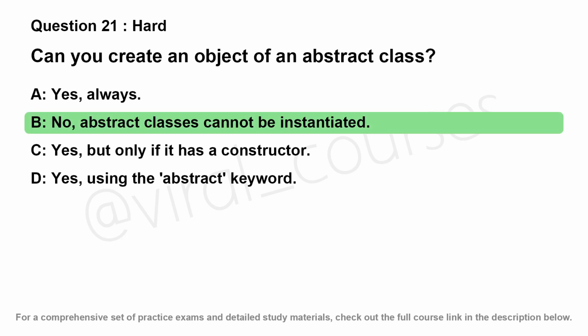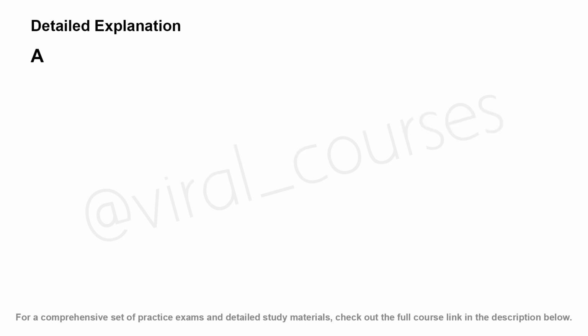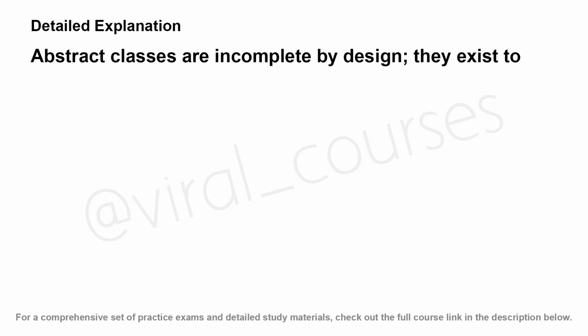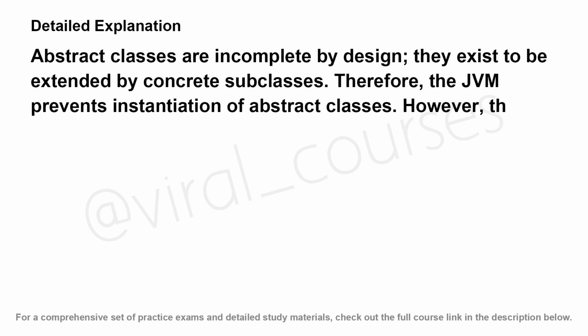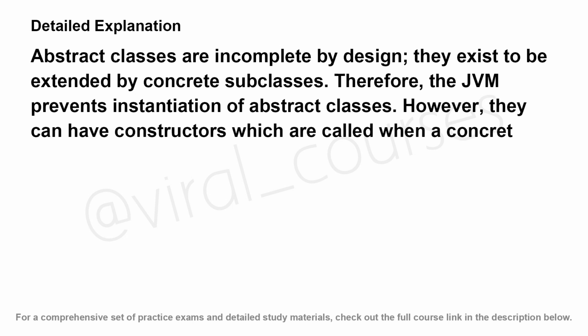The correct answer is B. Abstract classes are incomplete by design. They exist to be extended by concrete subclasses. Therefore, the JVM prevents instantiation of abstract classes. However, they can have constructors which are called when a concrete subclass is instantiated.